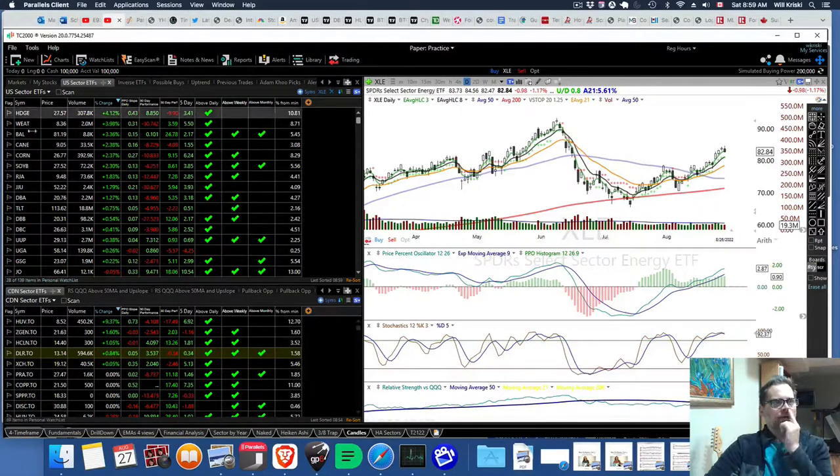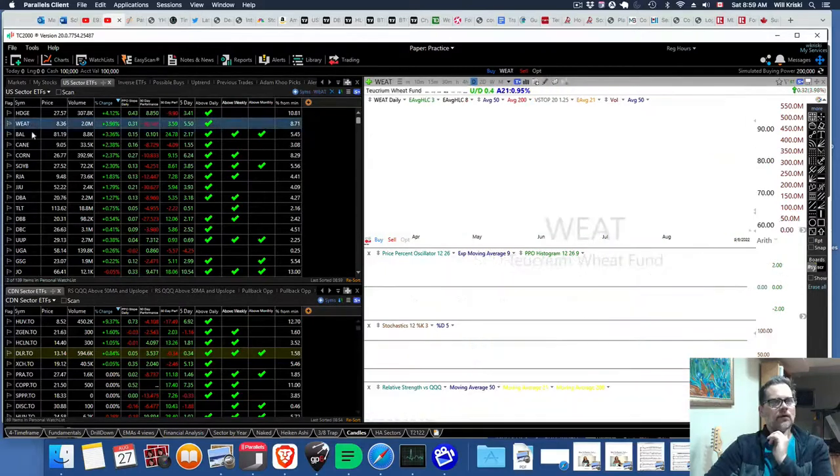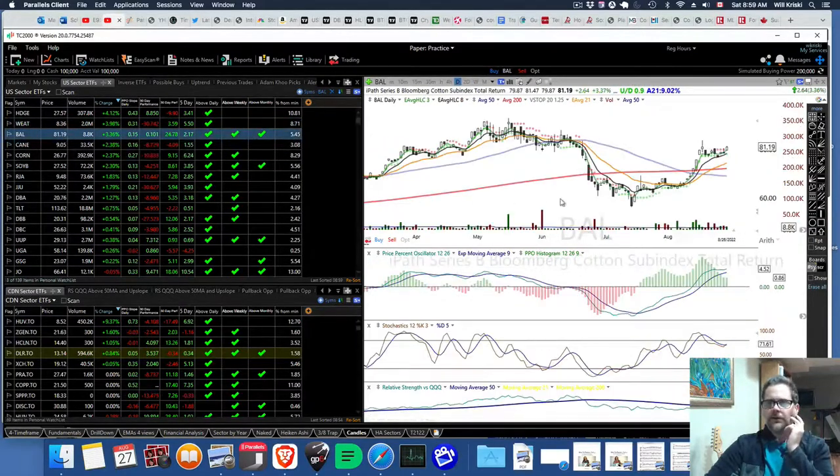But you can see from the looks of this chart that wheat, corn, because they're talking about inflation being persistent when Jerome Powell was talking about it. So this is a good entry point, because you had this flat period and now you're breaking out above it.